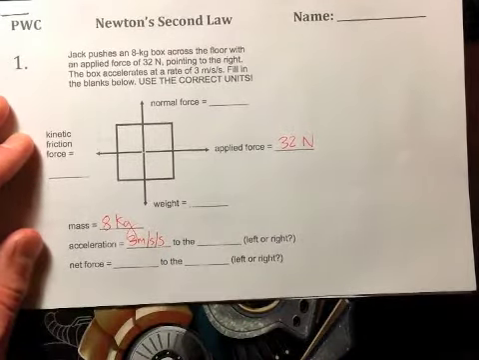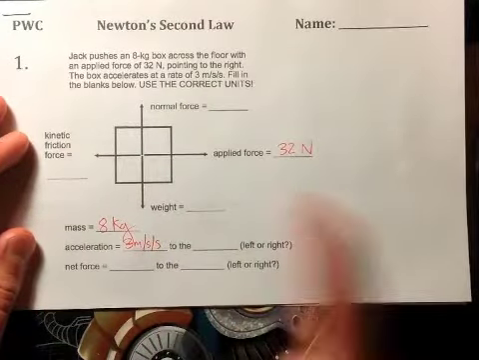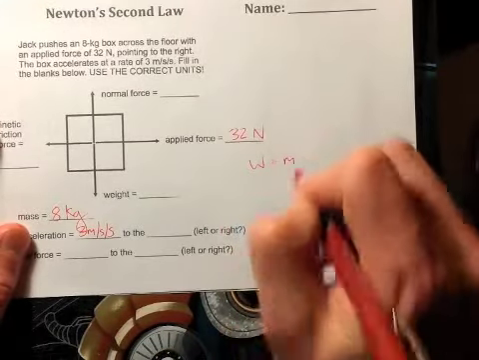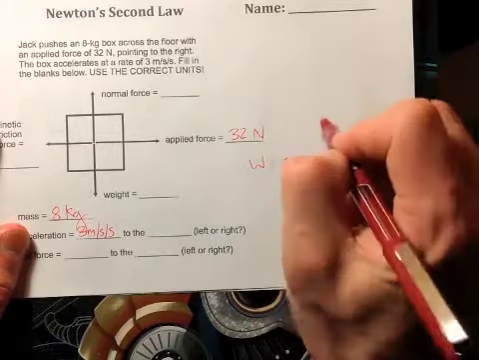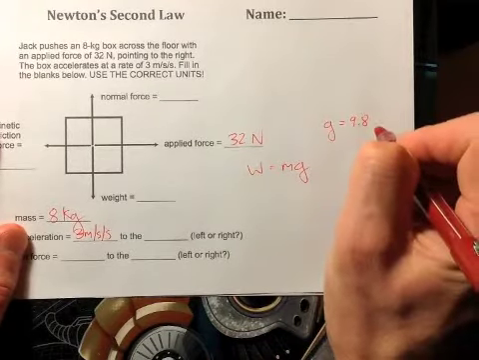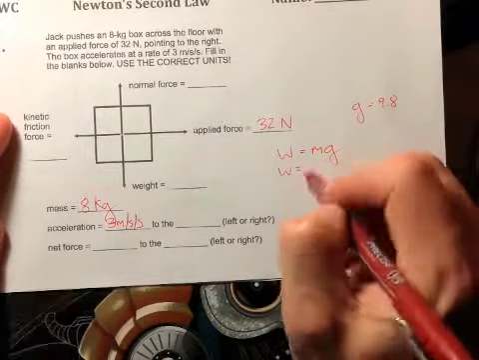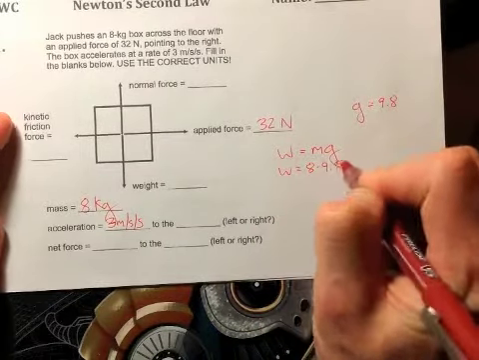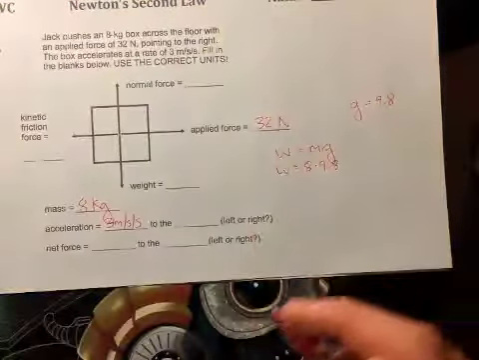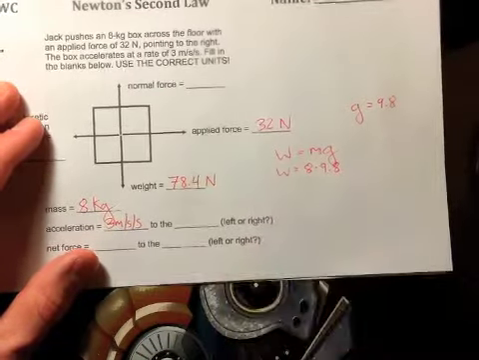But the first thing that I can calculate from all the information I have is the weight. Weight equals the object's mass times the acceleration due to gravity. The acceleration due to gravity, remember, is always 9.8 meters per second. So to find the weight, all I need to do is multiply 8 times 9.8, and that is 78.4. So the weight is 78.4 newtons.